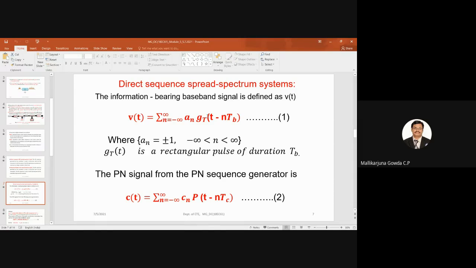Hope you got this point. How do I represent mathematically the information bearing signal? I don't know how many of you could visualize that. I said a_n is the amplitude of the pulse, and g_T(t) is the pulse. I represent 0 by a negative pulse and 1 by a positive pulse, and that is indicated by this a_n. And g_T(t minus n T_b) is a rectangular pulse.